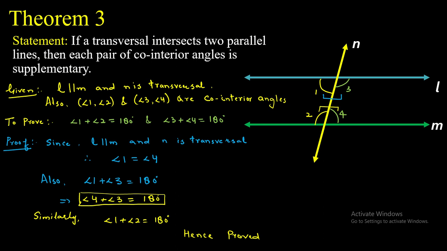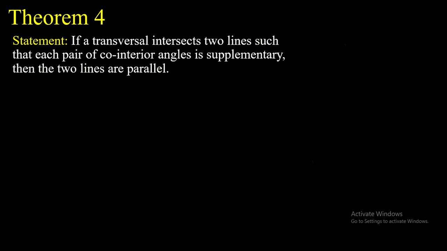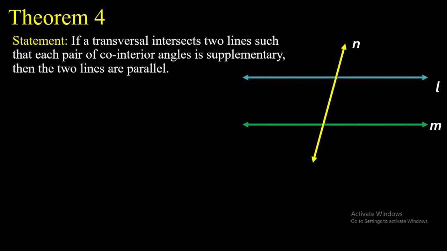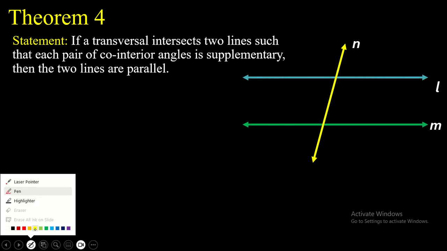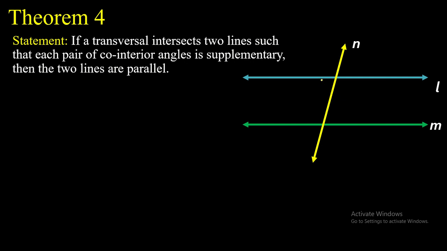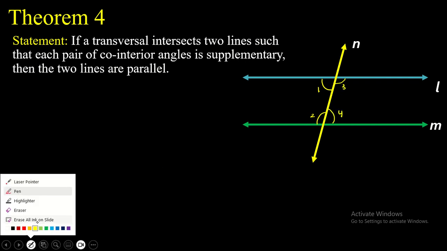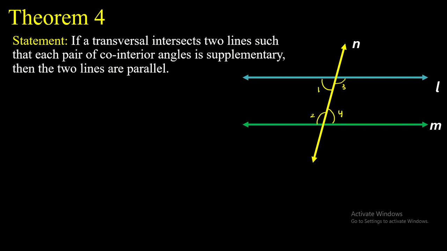Now we have one more statement that's again in the form of a theorem, and it is the converse of our previous theorem. It says if a transversal intersects two lines such that each pair of co-interior angles are supplementary, that means this time it is given angle 1 plus angle 2 is 180. Similarly, angle 3 plus angle 4 is 180. Now we have to prove that the lines are parallel.